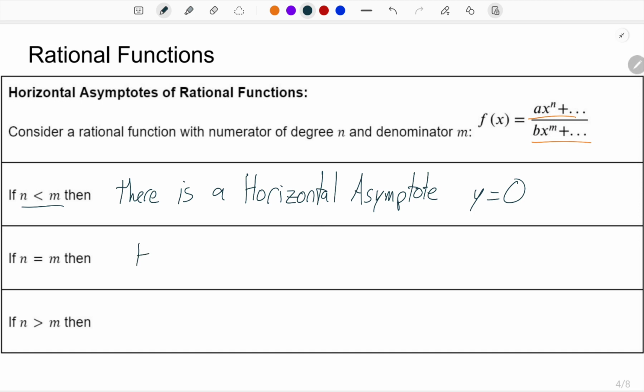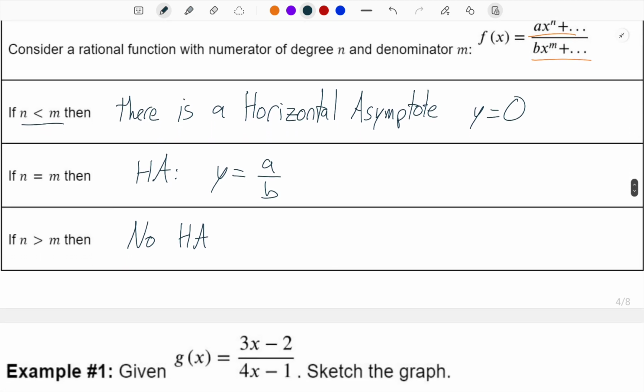All right, if the two degrees are the same, they're kind of balancing each other out. So in this case, you basically need to look at the lead coefficients, so A over B. In the last case, if the numerator is larger, it's dominating the behavior, so you're going to have some large number divided by something small. So no horizontal asymptote. There could theoretically be something like an oblique asymptote, but we won't look at that in this case.